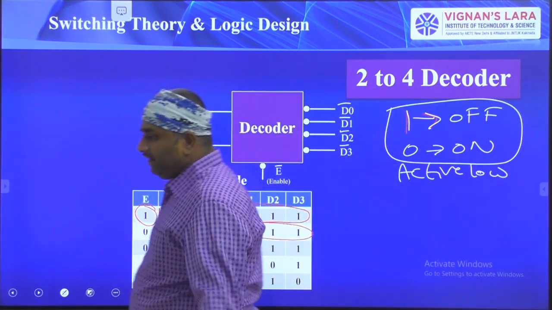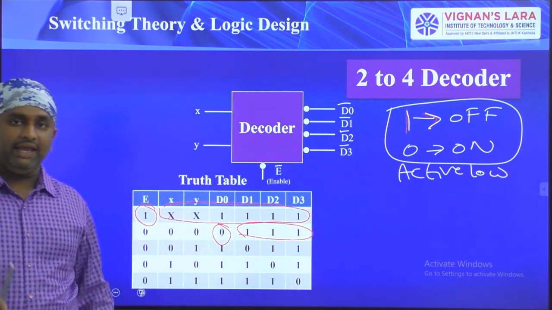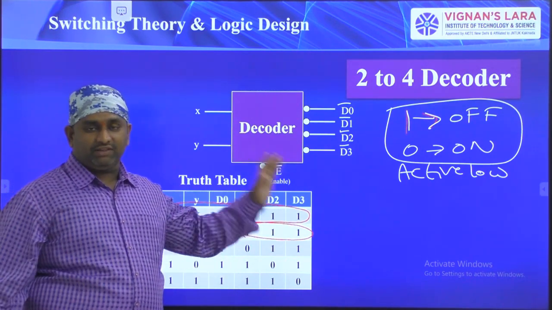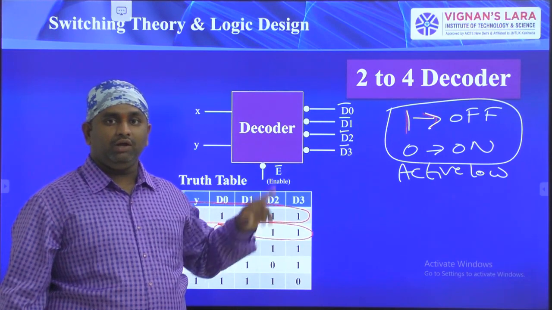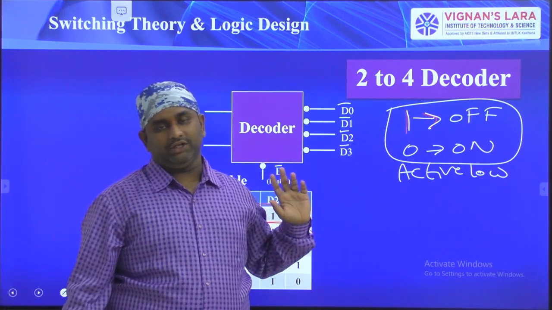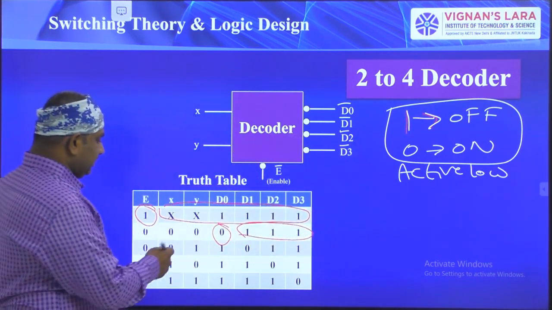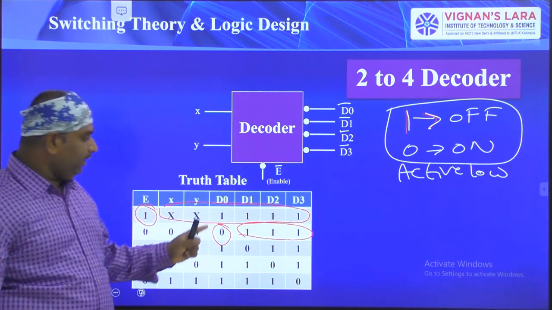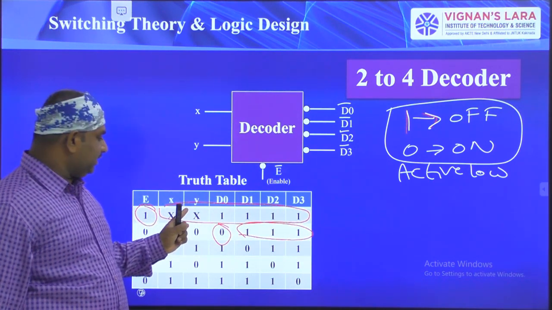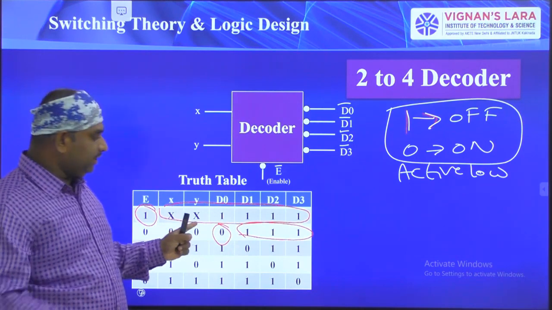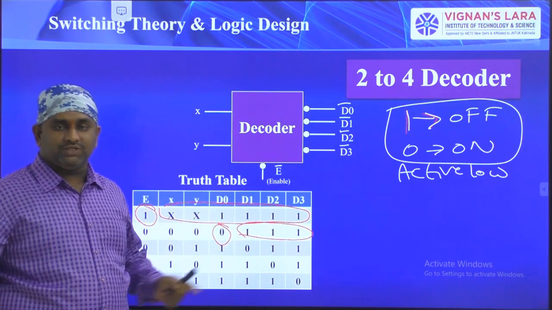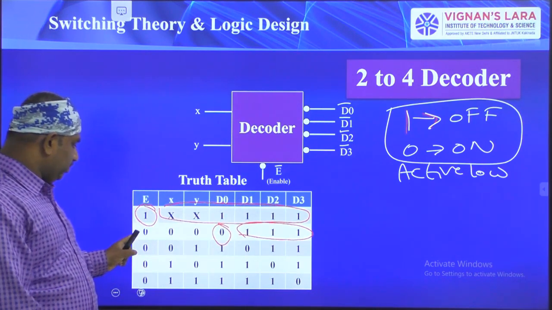When you have taken active low signals, 0 is the on condition and 1 is the off condition. So see here, enable is equal to 1, then it is a not working situation. We are not taking the XY inputs. All outputs are 1, where 1 is the deactivated situation.